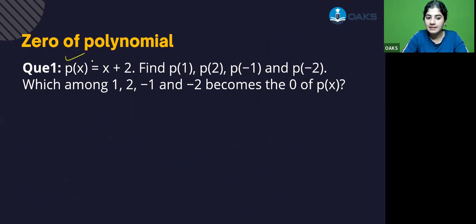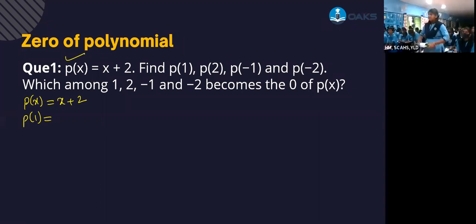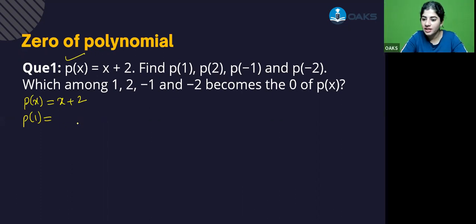Now p(x) is equal to x plus 2. You have to find p(1) first. This is x plus 2. What will be the value of p(1)? School 2, you have to answer. 3. Yes, thank you so much. So you just need to put the value of x as 1. So we get 3 as the answer. We can say that p(1) is equal to 3.